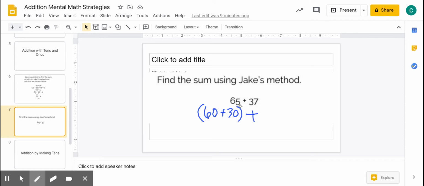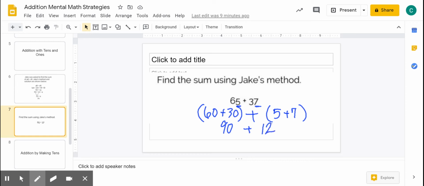Next, I focus on only the ones place. I have a 5 and I have a 7. So next, I would write a second parentheses, 5 plus 7. 60 plus 30 gives me the sum of 90. So I write the number 90. Plus, I add 5 plus 7. 5 plus 7 gives us 12.